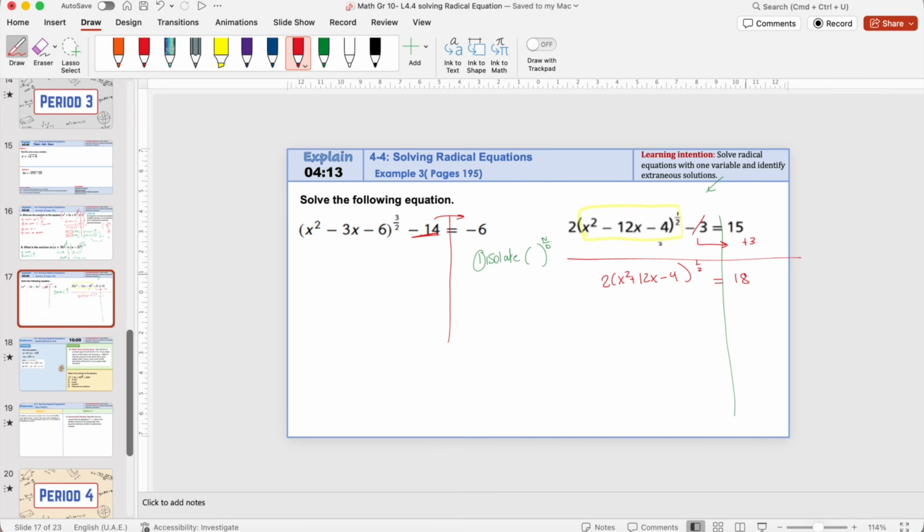So you're gonna have 2 times x squared plus 12x minus 4 to the power of 1 over 2 equals 15 plus 3 is 18. And then cancel the 2. Divide by 2 both sides. You're gonna have x squared plus 12x minus 4 power of 1 over 2 equals 18 divided by 2 is 9. Now how do you cancel the 1 over 2? Just take the same on both sides. Instead of 1 over 2, take 2 over 1. They cancel out. So here you're gonna end up only with x squared plus 12x minus 4 without any power. And 9 to the power of 2 over 1 is basically 9 squared, which is 81.